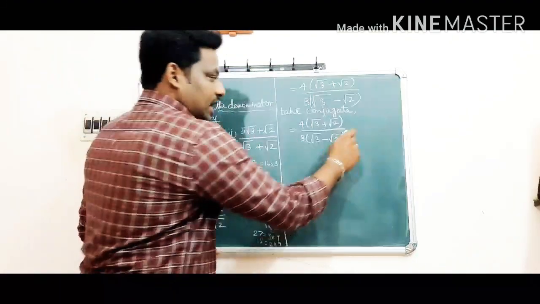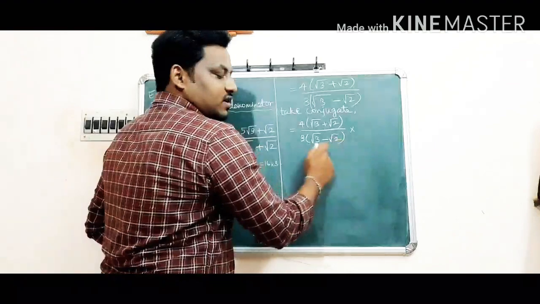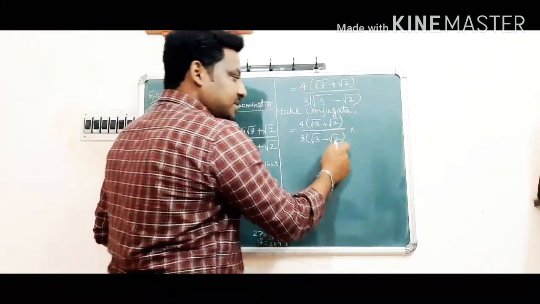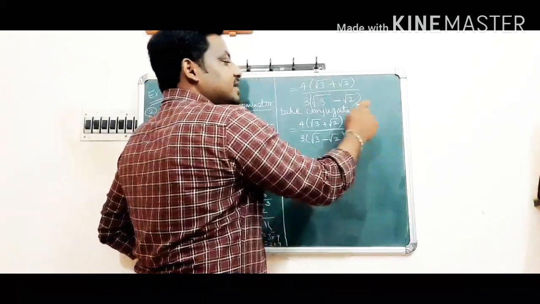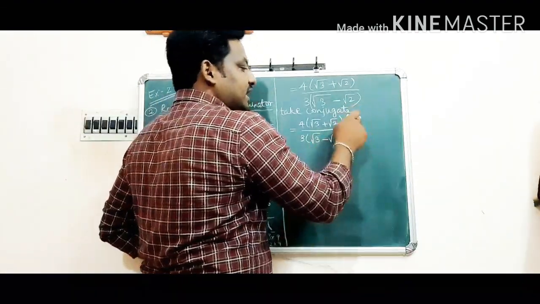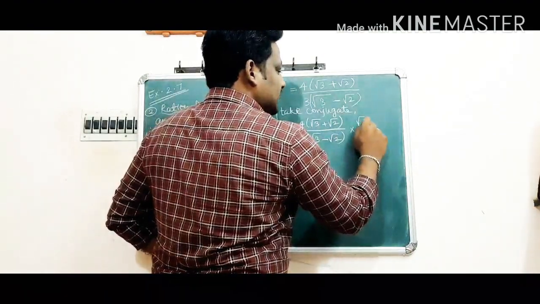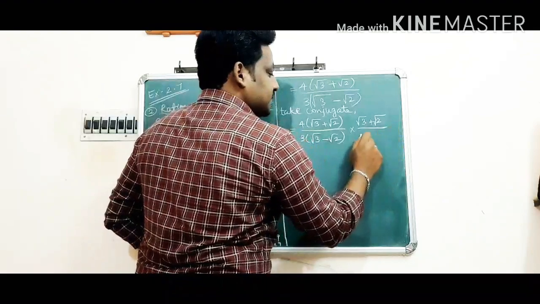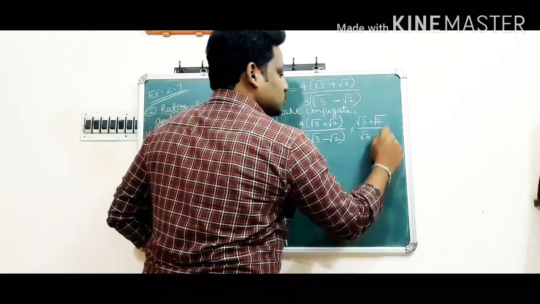Conjugate means you have to multiply. What is the term given here? Root 3 minus root 2. So conjugate means you have to take the opposite sign. If it is given as minus, you have to take plus. So root 3 plus 2 root 2 divided by root 3 plus root 2.